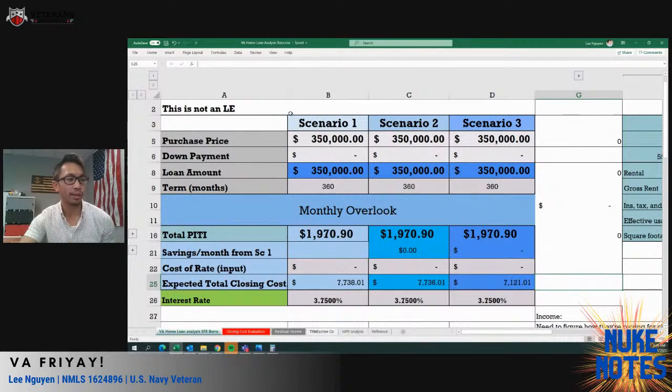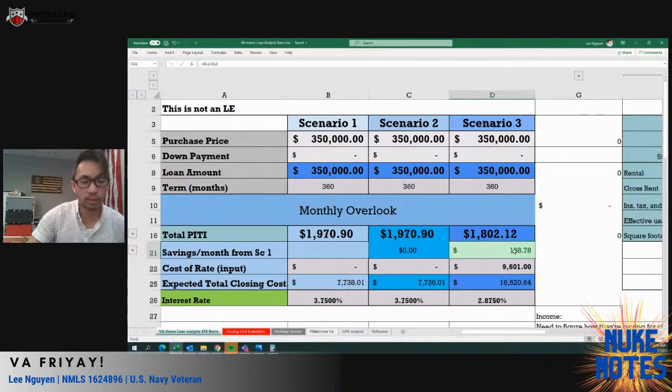So for a $350,000 house, the cheapest interest rate we have on this specific chart is 3.75. What we want to compare is, what if we bought the rate down as low as we could, which is 2.875 in this case, right? At 2.875, it costs about $9,600, and that dropped the payment down by $169.